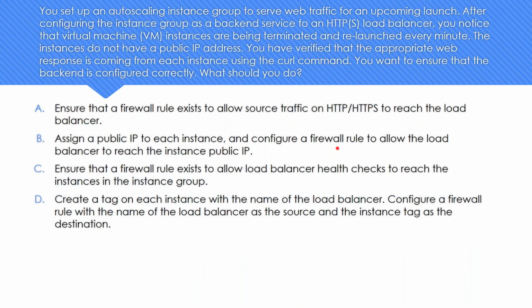Set up an auto scaling instance. There's no highlight of the text, so you have to make sure what is the keyword which is important here. So a mix of that thing so that you get used to it. You set up an auto scaling instance group to serve web traffic for an upcoming launch. After configuring the instance group as a backend service to your HTTP load balancer, you notice that the virtual machines are being terminated and relaunched every minute. The instances don't have a public IP address.